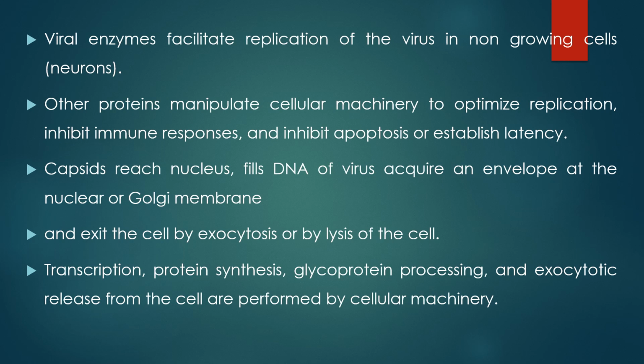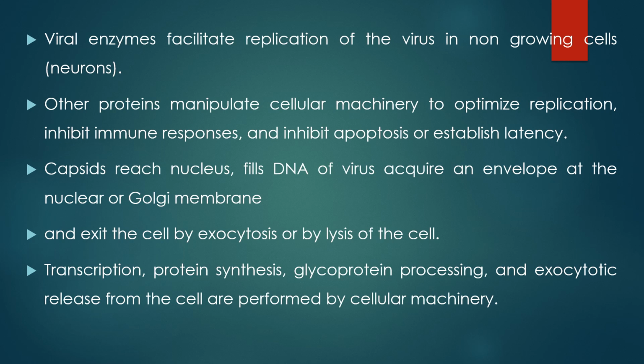Viral encoded scavenging enzymes provide deoxyribonucleotide substrates for the polymerase. The polymerase and other viral enzymes facilitate replication of the virus in non-growing cells that lack sufficient deoxyribonucleotides and enzymes for viral DNA synthesis, for example, neurons. Other proteins manipulate cellular machinery to optimize replication, inhibit immune responses, and inhibit apoptosis or establish latency in the host cell.